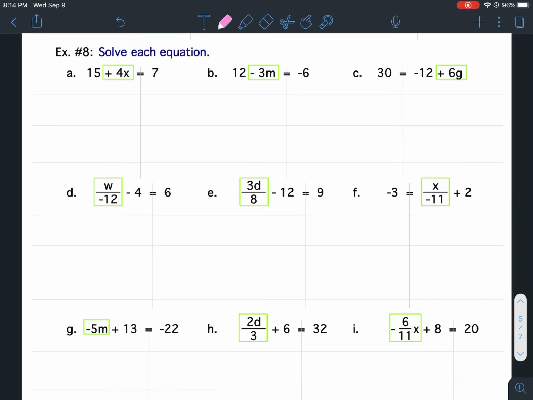Solving equations, lesson C notes, example number 8. We are going to solve each of these two-step equations. Again, all 9 of these problems are two-step equations. If you'll notice, what I've done already is I've boxed my variable term with the sign in front.